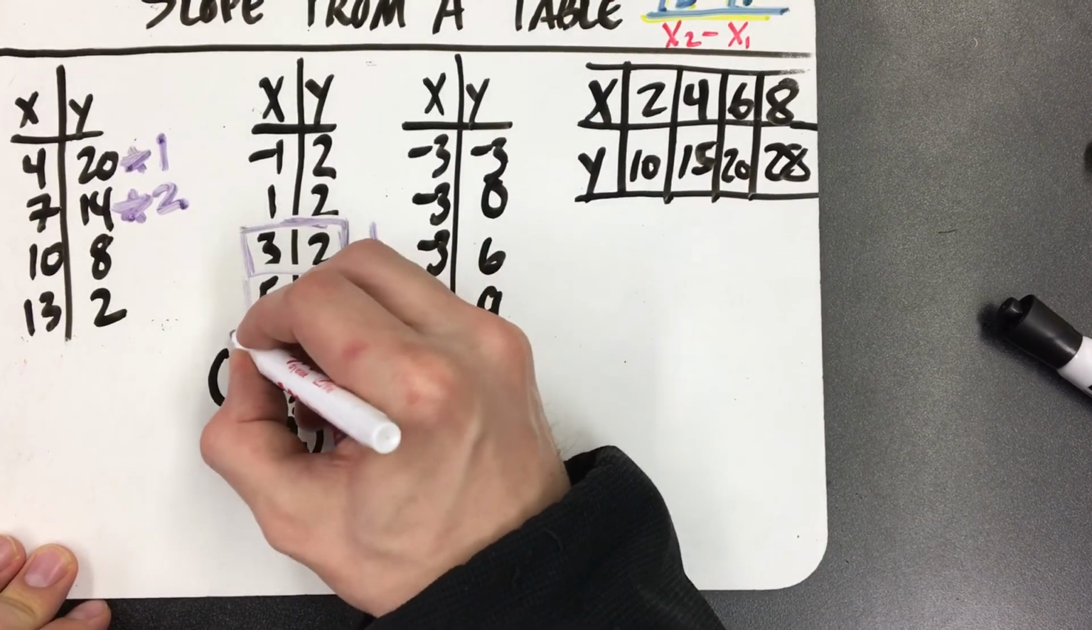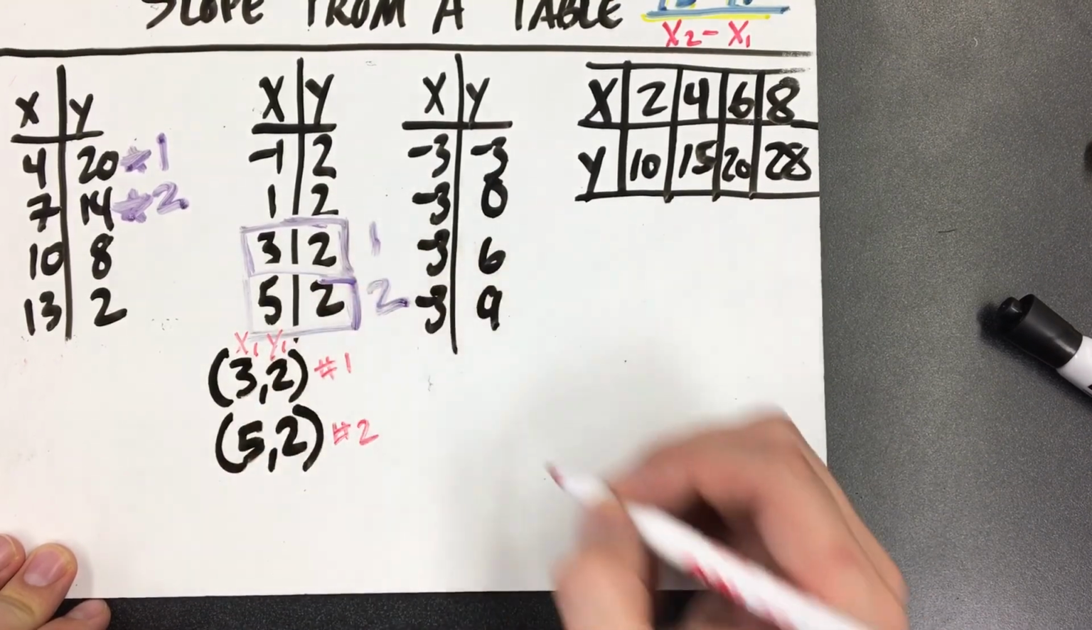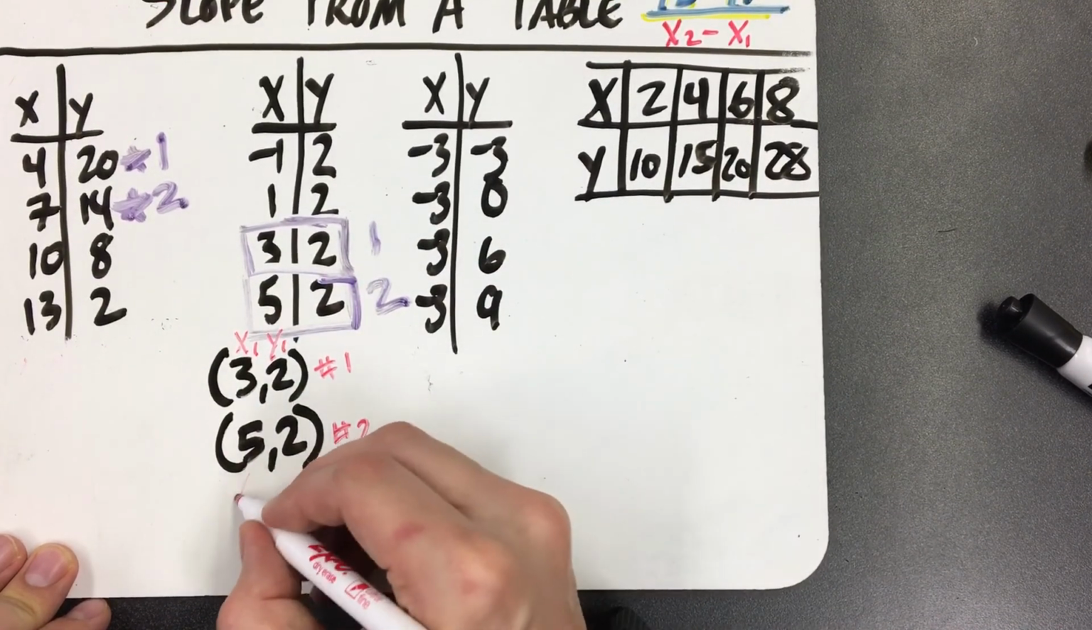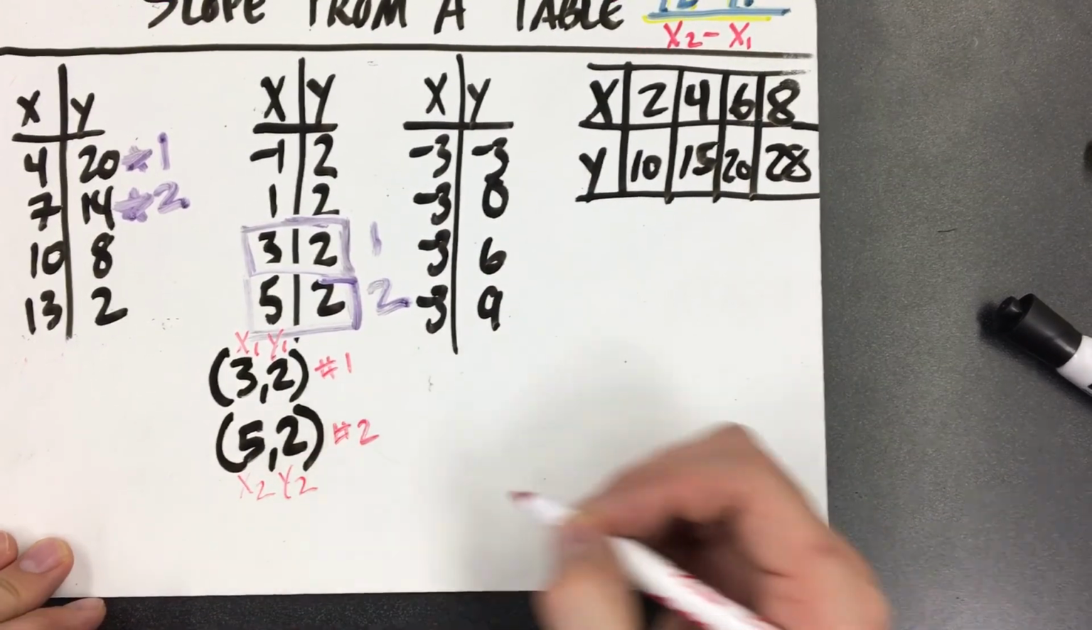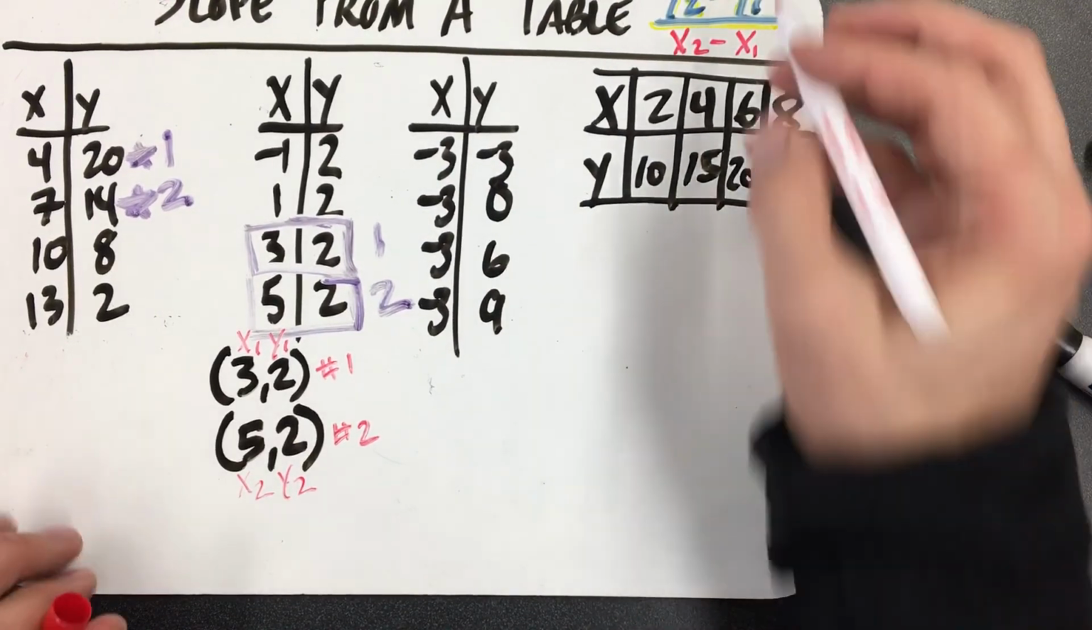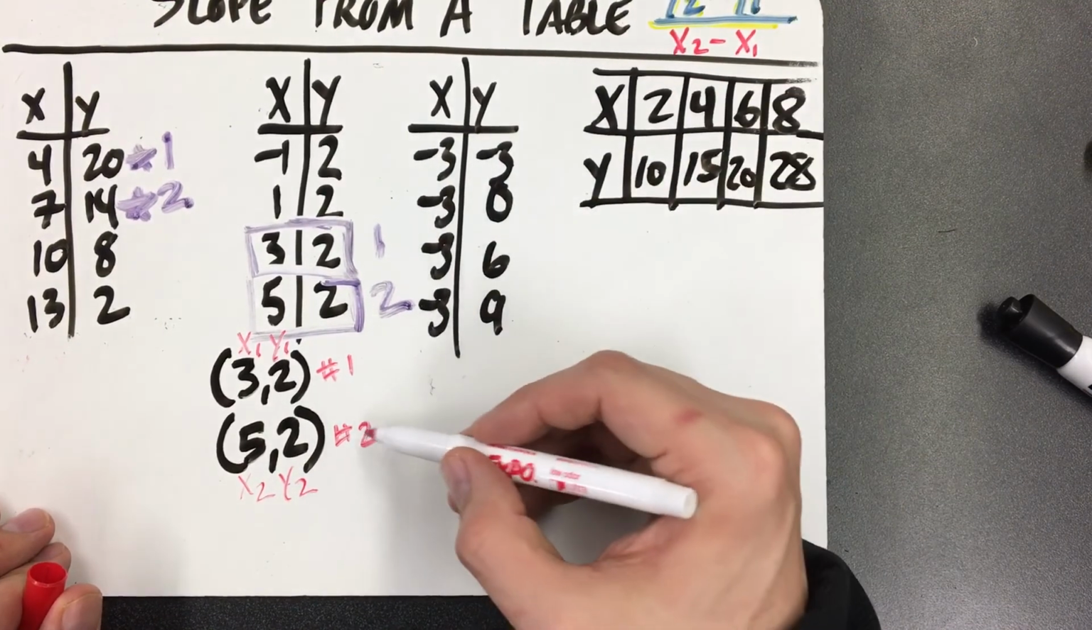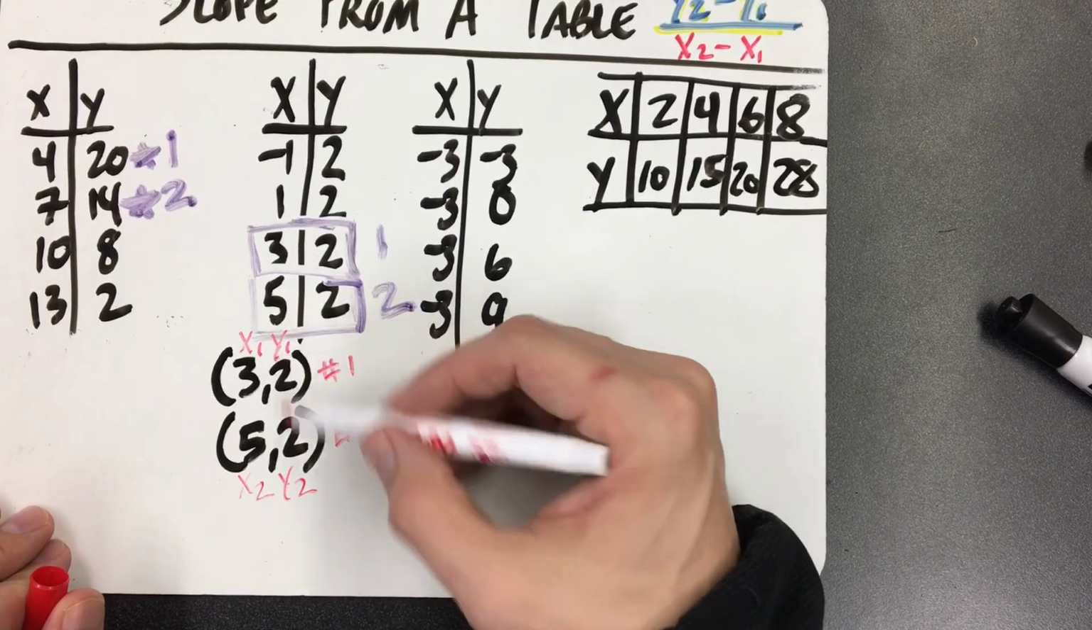Here's my x coordinate from number 1. Here's my y coordinate from number 1. This is point number 2, so both of these are going to have 2s on them. And so there we go. The formula says y2 minus y1.